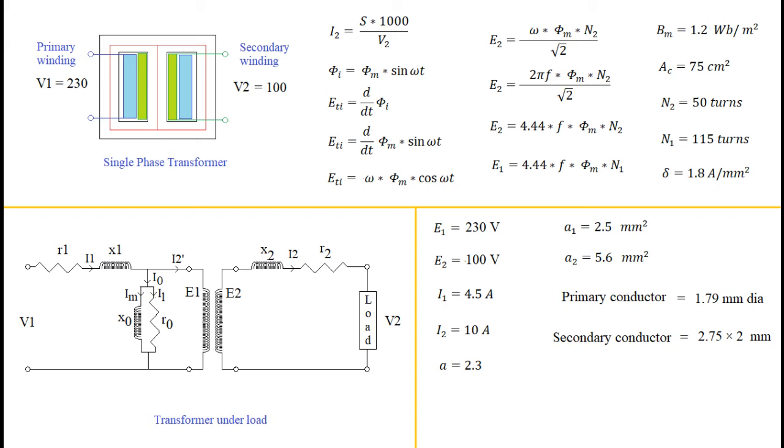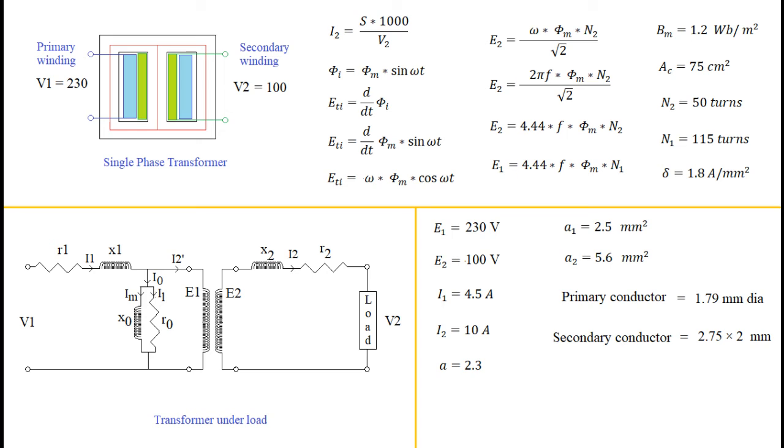The equation that we have derived for secondary induced EMF E2 may be used to find secondary turns N2. For this calculation, we have to assume as an approximation that E2 is equal to V2. The parameter phi m is not known to us, so first we have to calculate it.